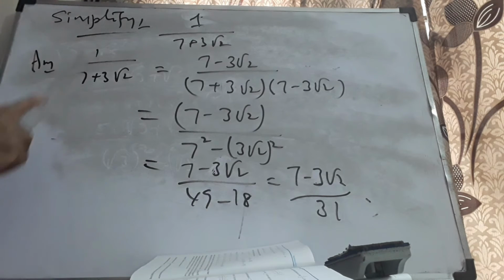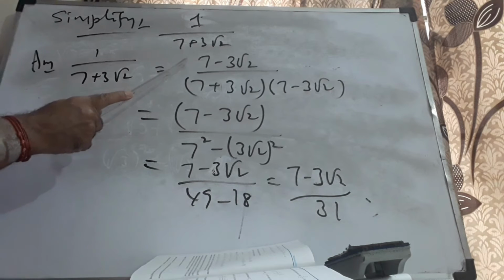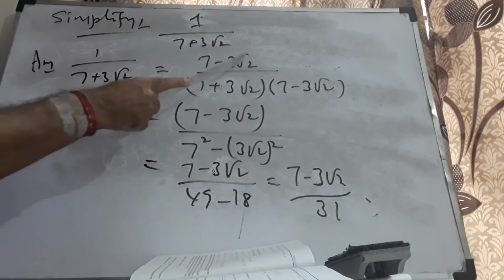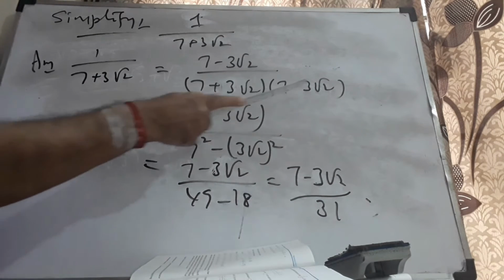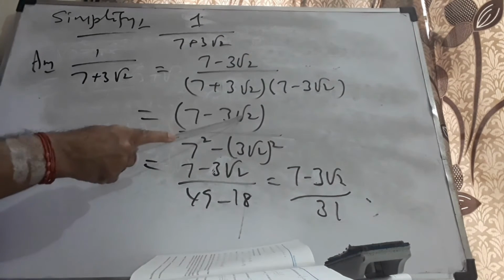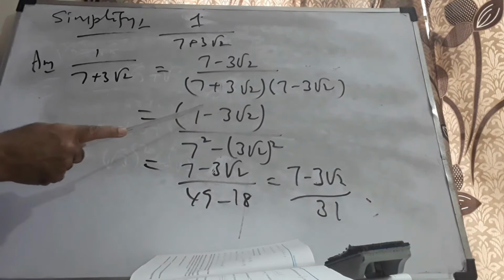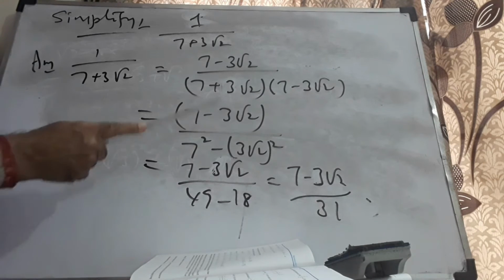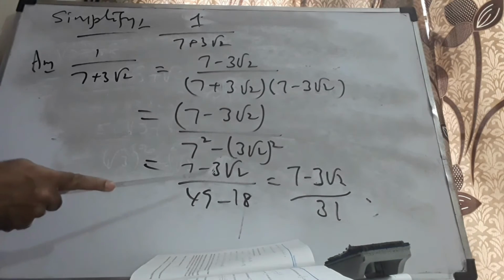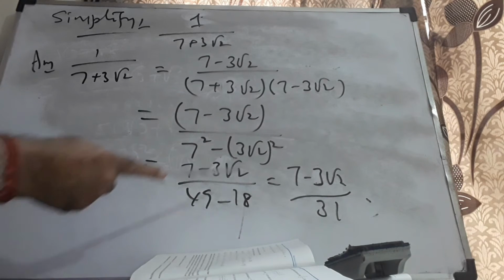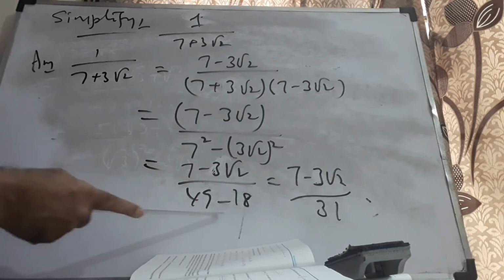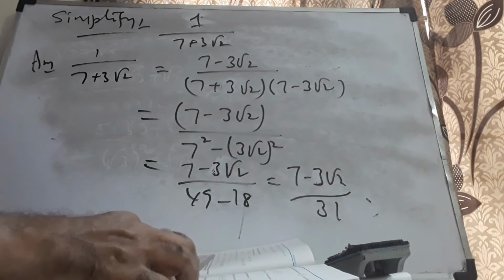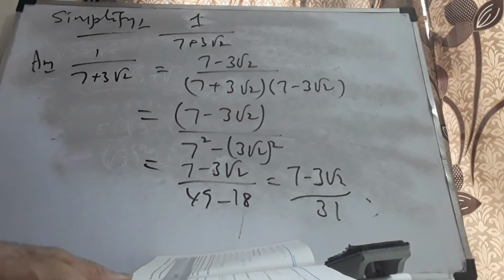Let me repeat. 1 upon 7 plus 3 root 2. Multiply and divide by 7 minus 3 root 2. 7 minus 3 root 2 by 7 plus 3 root 2 into 7 minus 3 root 2. Here apply a plus b into a minus b equals a square minus b square: 7 square minus 3 root 2 the whole square. 7 minus 3 root 2 by 49 minus 9 2s are 18. 49 minus 18 is 31. Therefore 7 minus 3 root 2 by 31 will be the final answer.